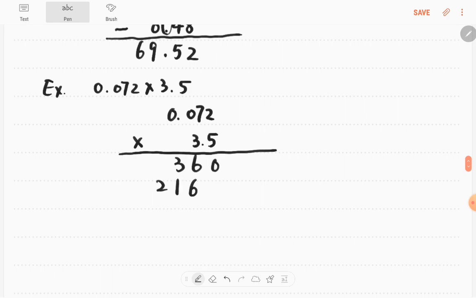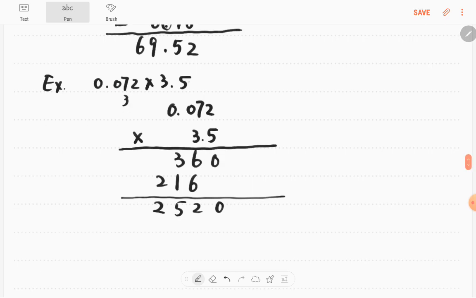6, 21. So first, we just treat the decimals as whole number. It's just like 72 times 3, 5. But the last step is not the same. We cannot just stop here because we treat them as a whole number, but they actually are decimals. So the last step, we should count how many decimal places do they have. So for the first decimal, 1, 2, 3, 3 decimal places.